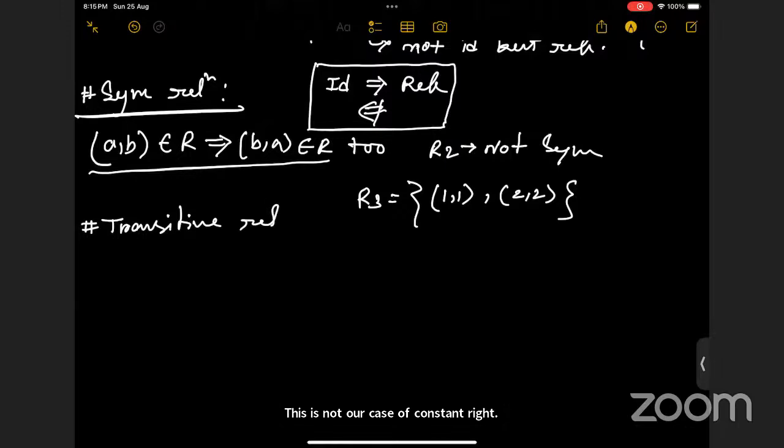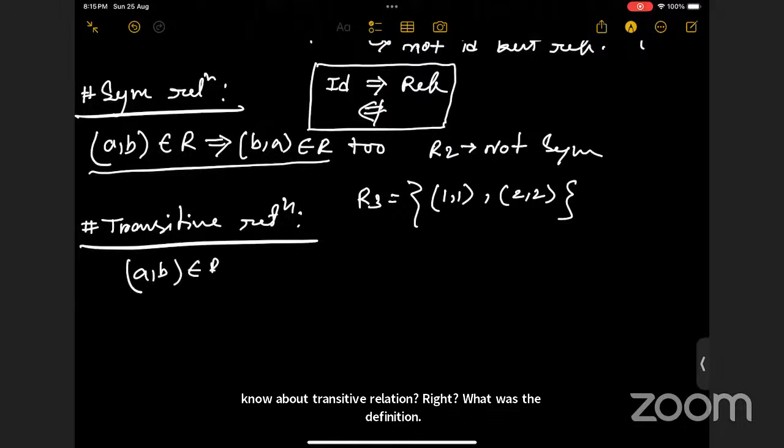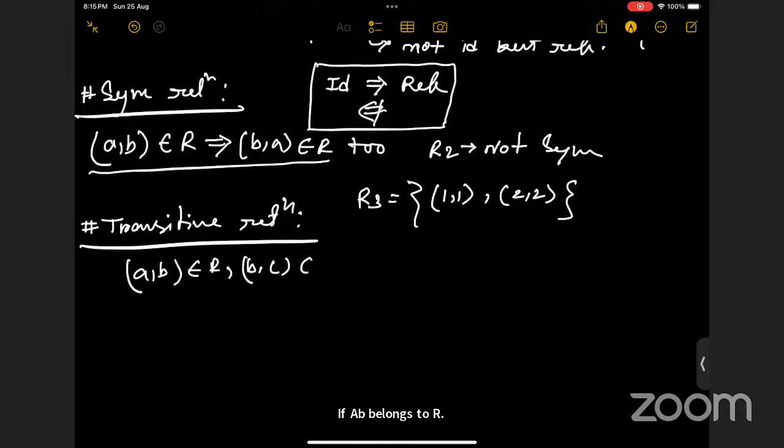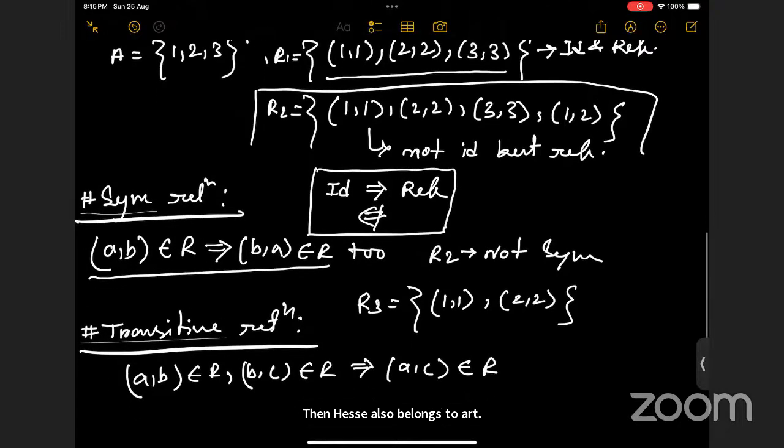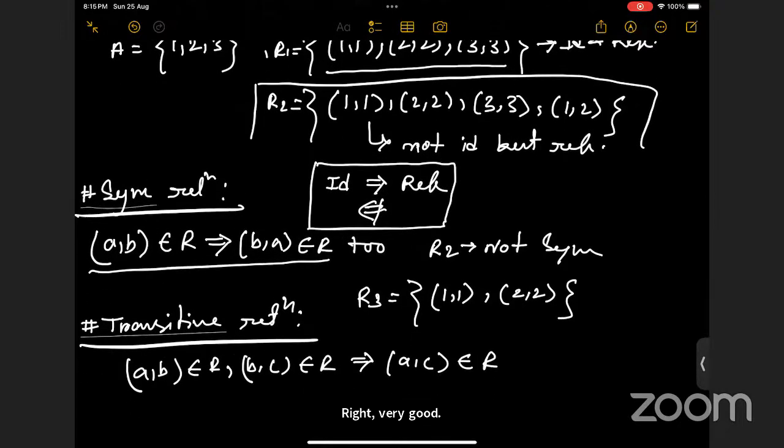Then we know about transitive relation, right? What was the definition? If (A, B) belongs to R and (B, C) belongs to R, then (A, C) also belongs to R. Very good. So what can we conclude from R2? Is R2 transitive? No, ma'am. Not transitive. Why?